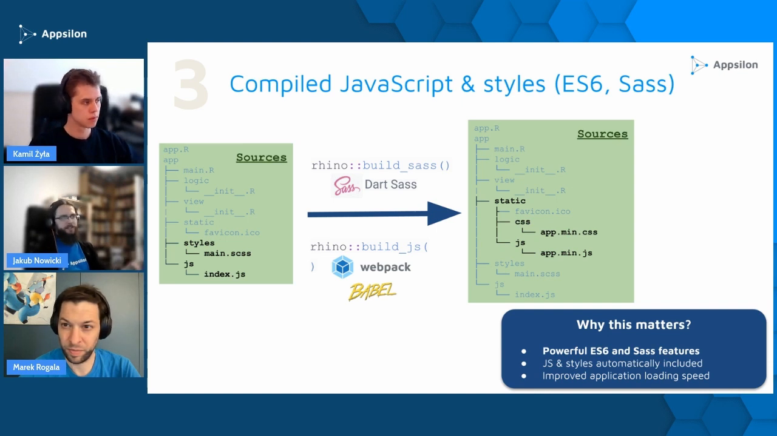And on top of that, Rhino will also take care of including all those files in your application. So there is no need for you to add calls to those two files in your header. It will be there just by using Rhino.